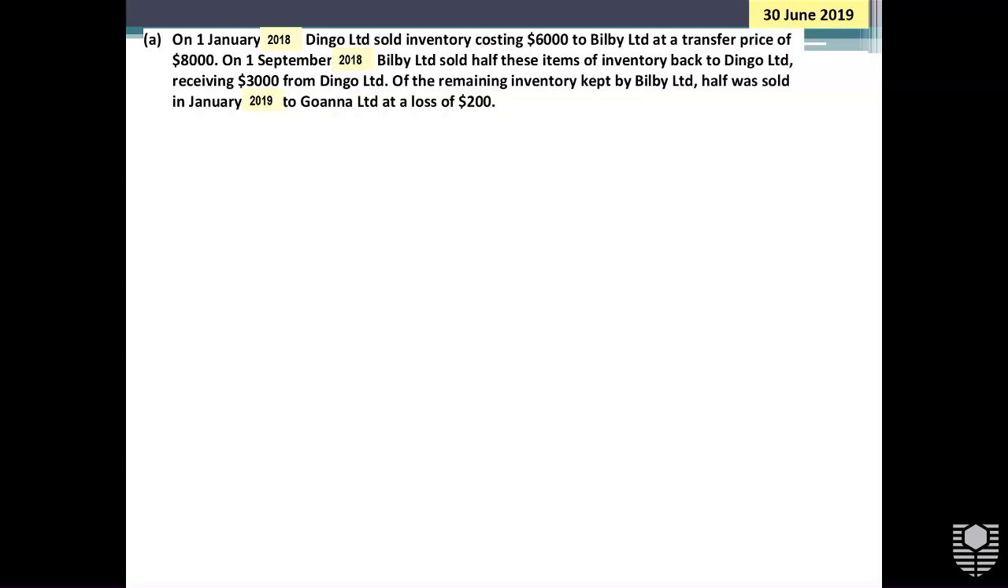Okay, so in the books of Bilby, they've paid 8,000. We've got to account for the internal part later. We'll do that in a minute. So they've got 8,000. Half of it goes back to the parent, so half of 8,000 is 4,000. They're going to sell half of that again. Half of the 4,000 is 2,000 at a loss of 200. So it means the cash component is 1,800.